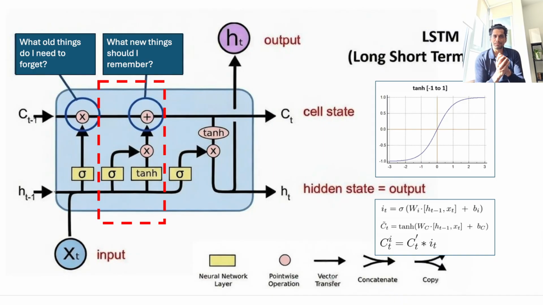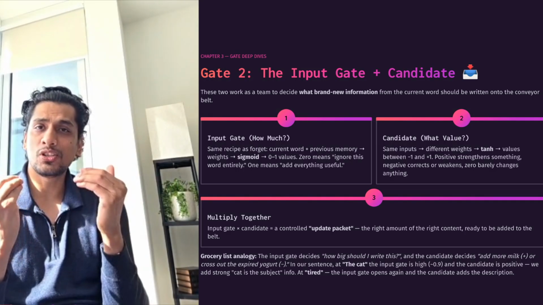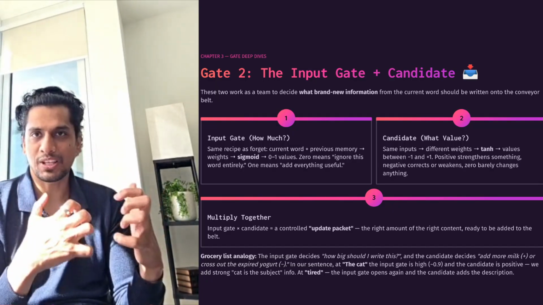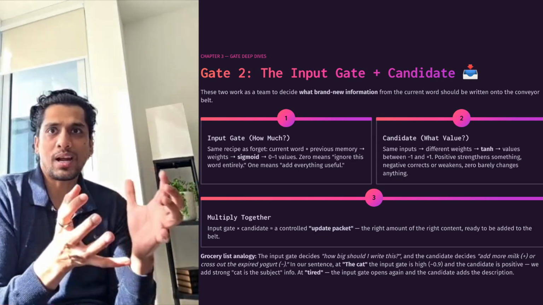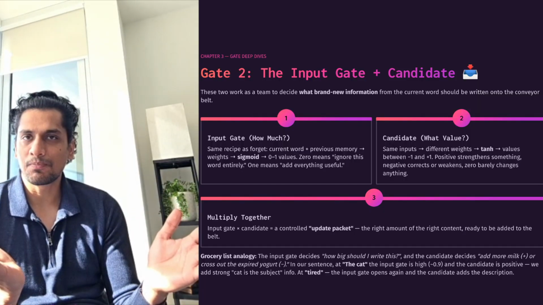The candidate part, sometimes drawn as a separate box, takes the same inputs, different weights and tanh. That's the bigger difference, and it splits out the values between -1 and +1. Tanh basically does that, which splits the value from -1 to +1 as compared to your sigmoid. This is the actual new content we might add.